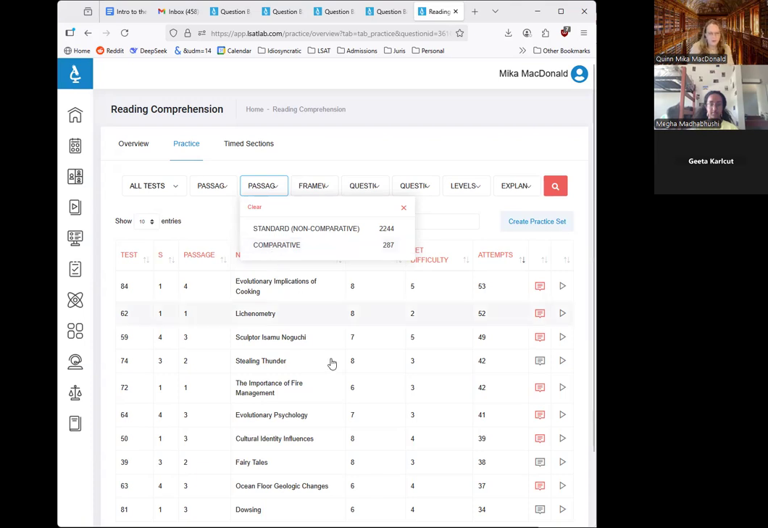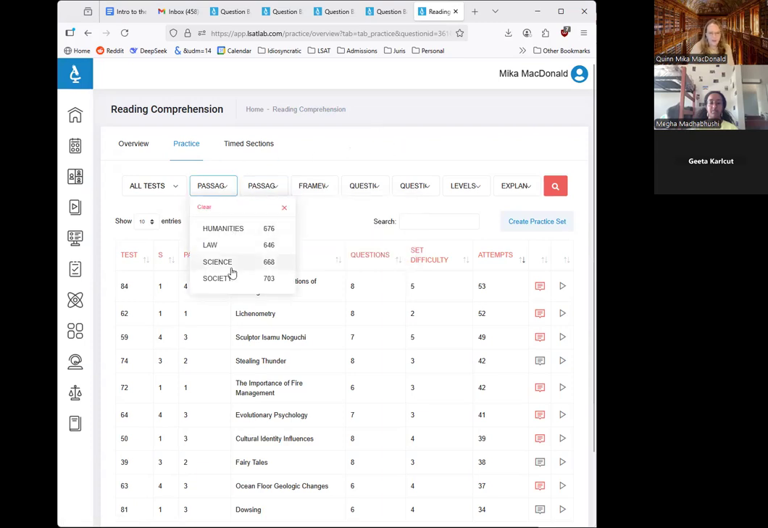And we'll take a look at one later called evolutionary psychology that was on my actual exam, the 179 I got, PT64. We'll also take a look at a really nice science-based one from PT63 called ocean floor geological changes.